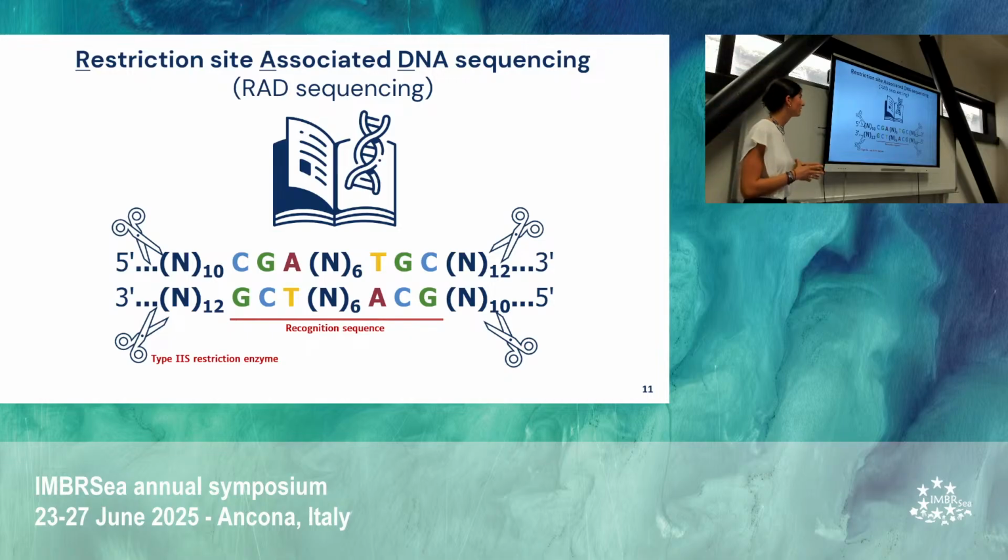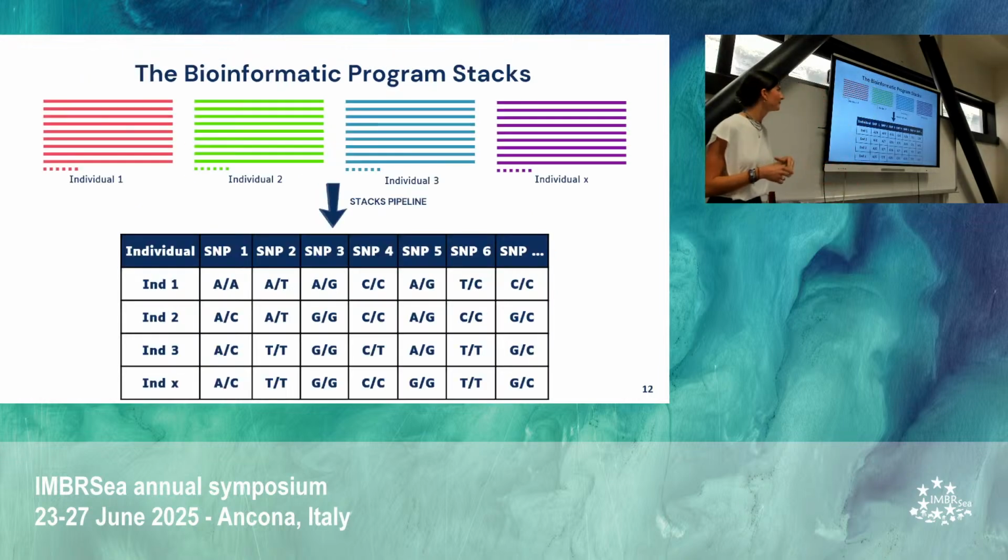These fragments were amplified and sequenced, and we ended up with reads for all our individuals, which were cleaned, filtered, and analyzed through the bioinformatic program Stacks, which is really designed for RAD sequencing data, to finally build this kind of genotype table where we have all our individuals, all our SNPs, and for each of them the genotype. So this really formed the basis of our analysis.